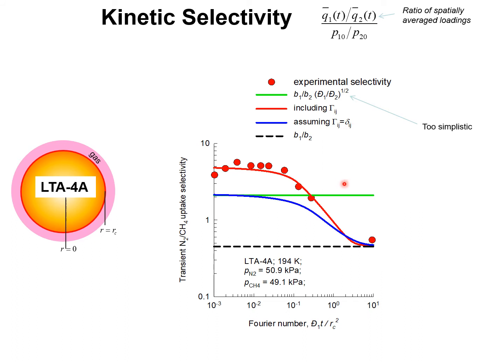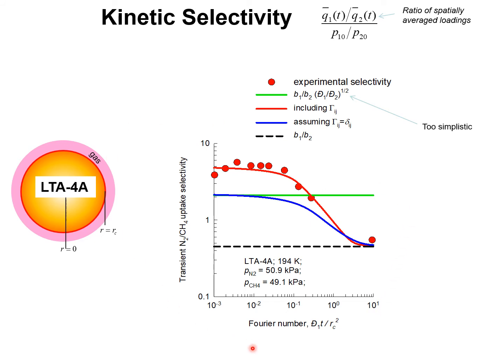Put another way, the commonly used formula is based on a model that is not in quantitative agreement with the Hapgood experiments. Also shown on this graph by the dashed line is the adsorption selectivity, that is the ratio of the Langmuir constants.